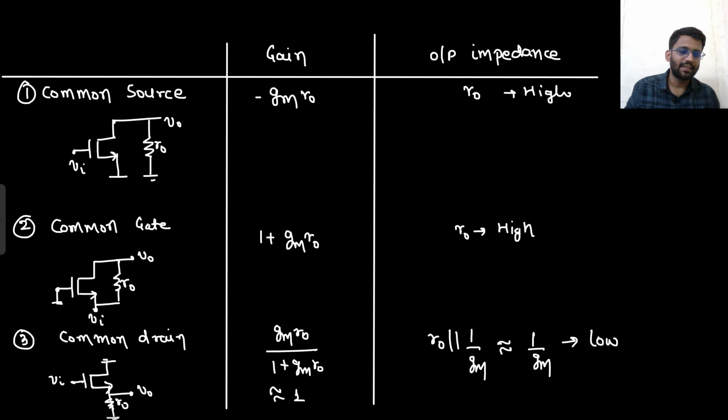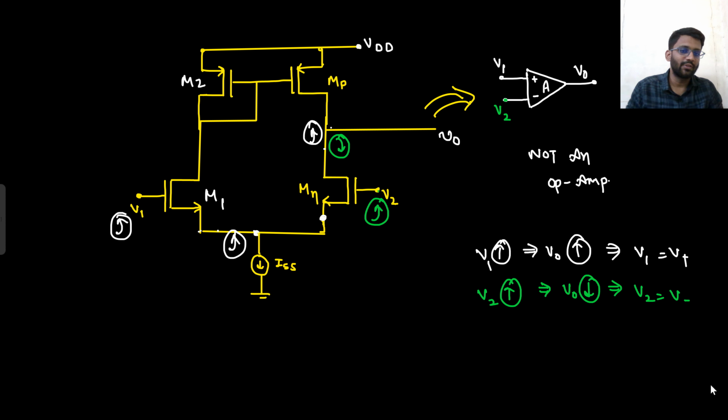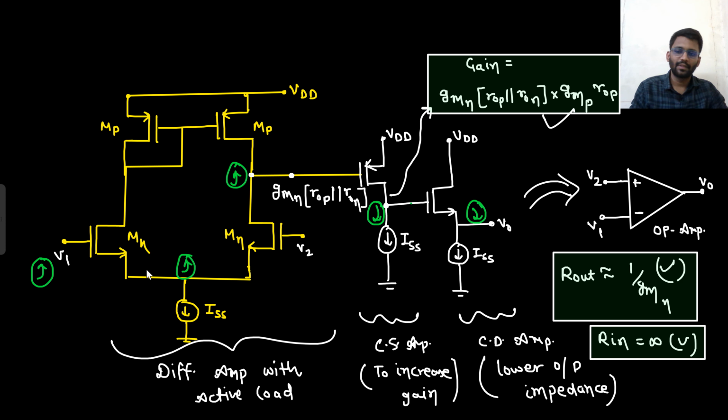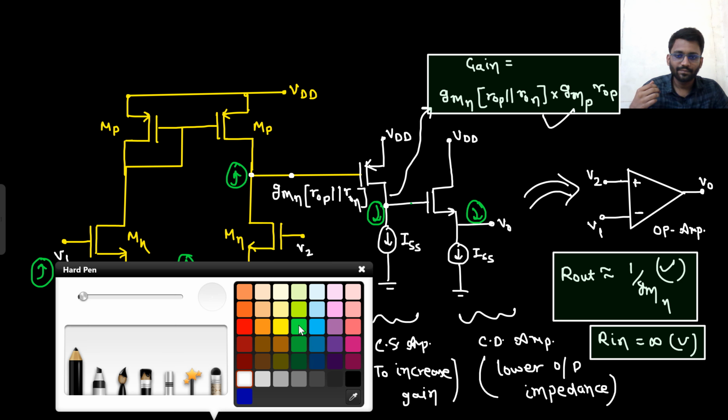So in the examination this question was asked, it was not actually shown as an op-amp. This is an op-amp. So in the op-amp, if V1 increases, this node increases, and this node will go down. So this is V1. What about V2? You can check for V2 as well.